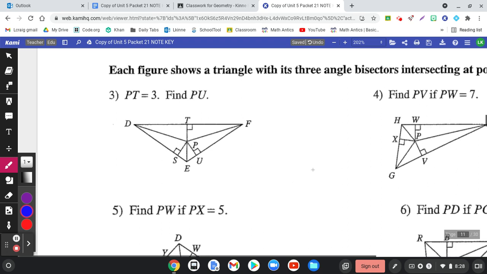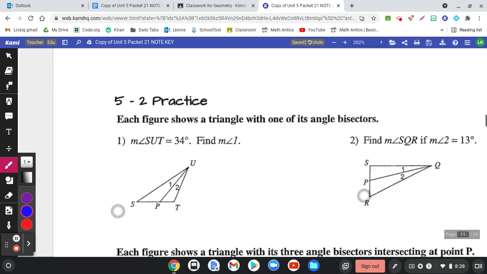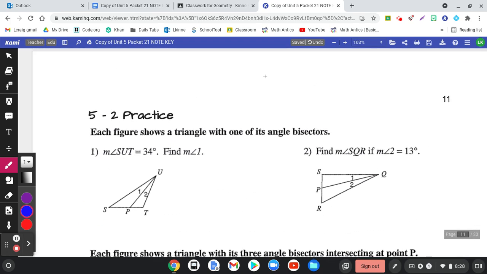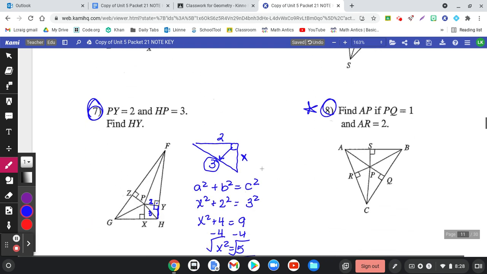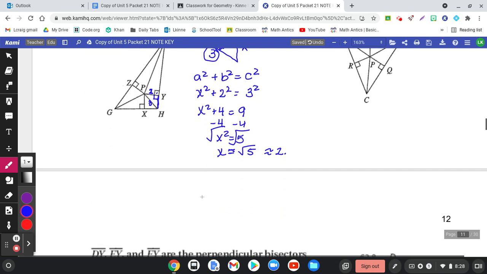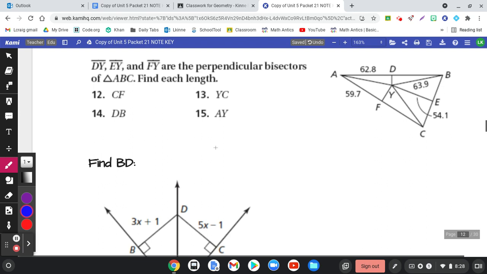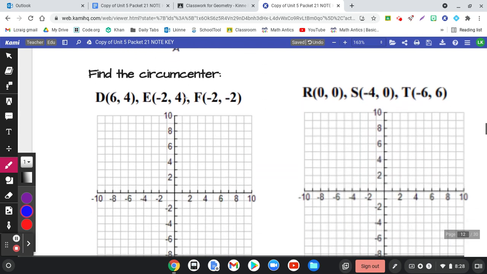All right, otherwise your homework is the 5-2 practice, so the rest of page 11, well, all of page 11, so if you didn't get this down, there you go. And then page 12, make sure that you graph those triangles first.